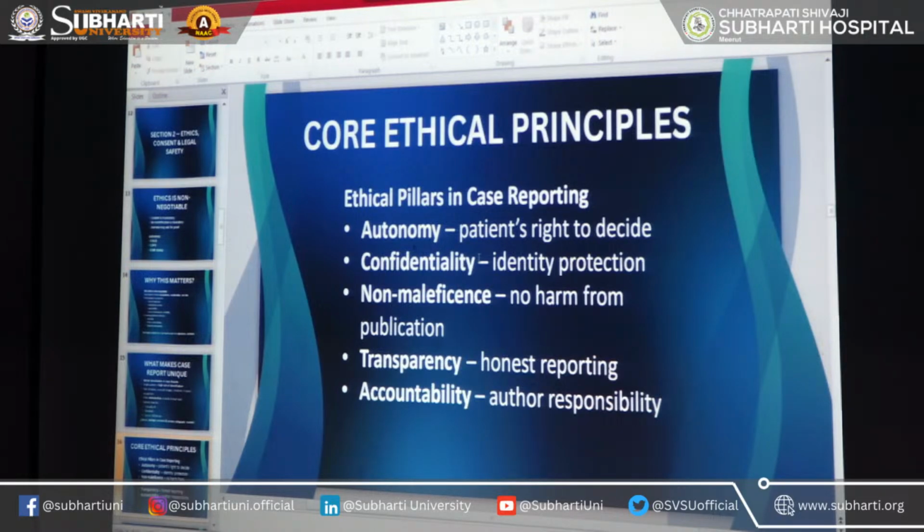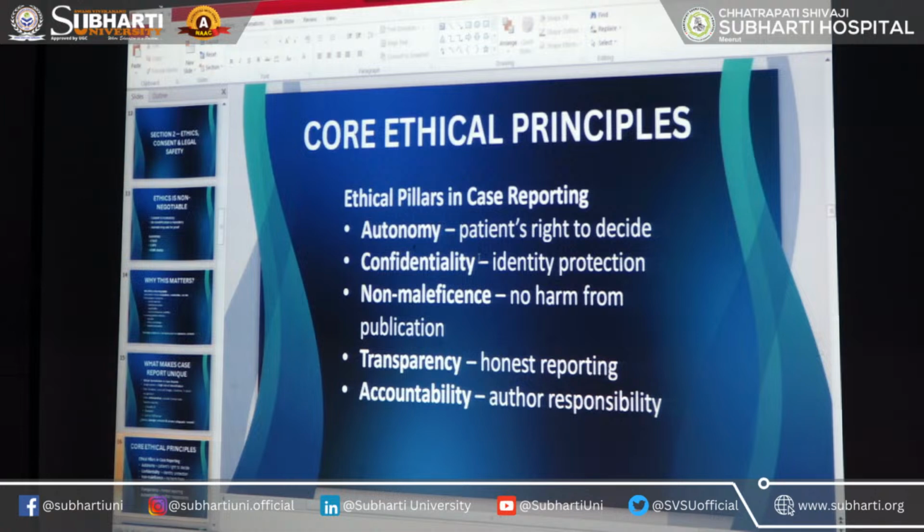A few years back, we used to say that I have a patient who is HIV positive. Now we no longer say that the patient is HIV positive. There's a term, PLWHA, person living with HIV/AIDS. So yes, confidentiality: protect the identity of the patient. And non-maleficence: no harm from publication.